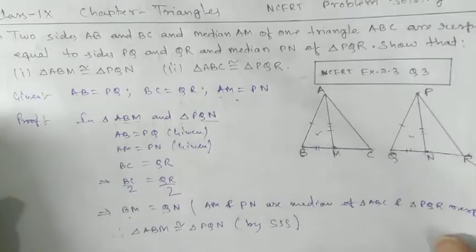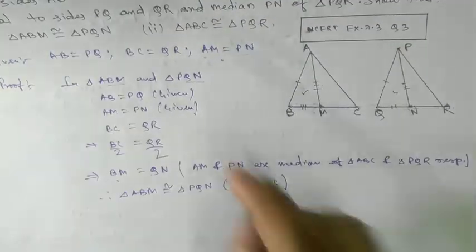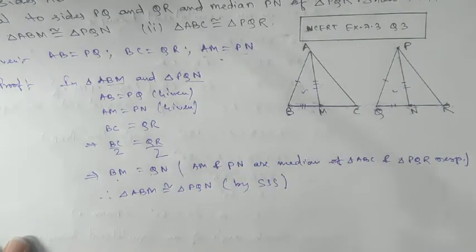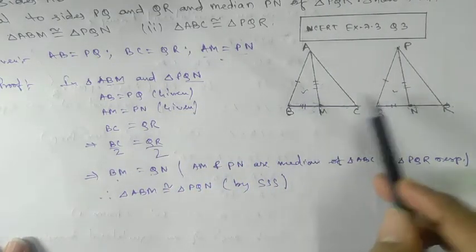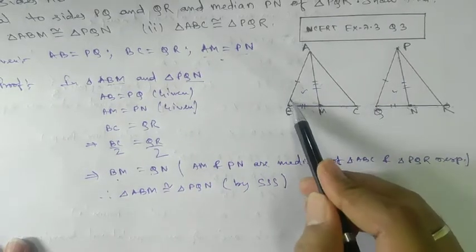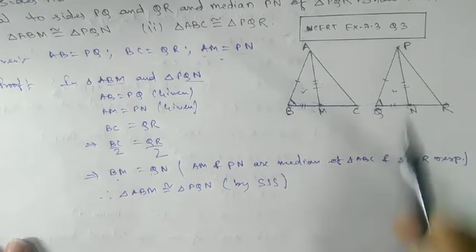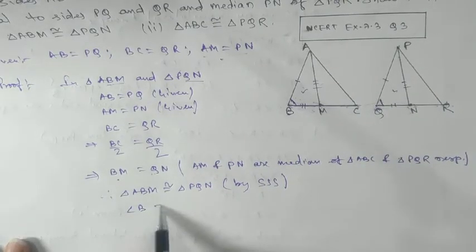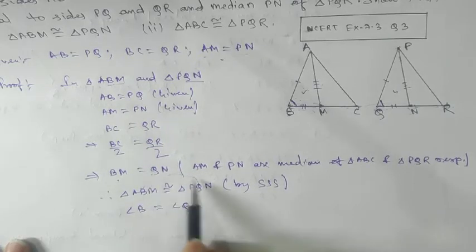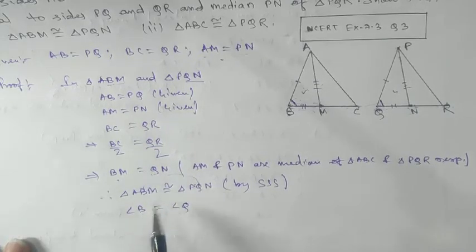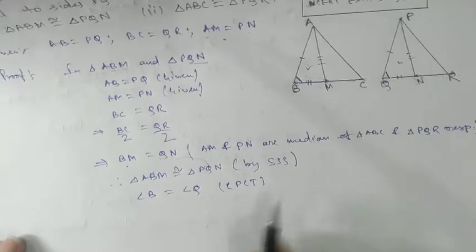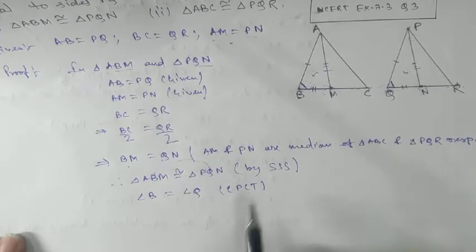Okay, now what? Second one. So I will go for the second one. But before going, let's see whether this congruence will help us to find any other part. Yes, angle B equals angle Q. Why? You can see that corresponding parts are what? Equal. So here we'll write CPCT, corresponding parts of congruent triangles.